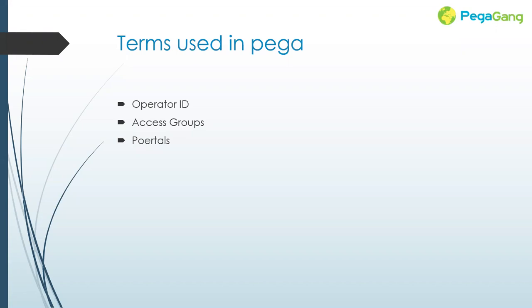Suppose the agent can just view the task, but he cannot approve or reject the task. So he does not have that access. Only the supervisor has access to accept or reject. So this is given in access groups.